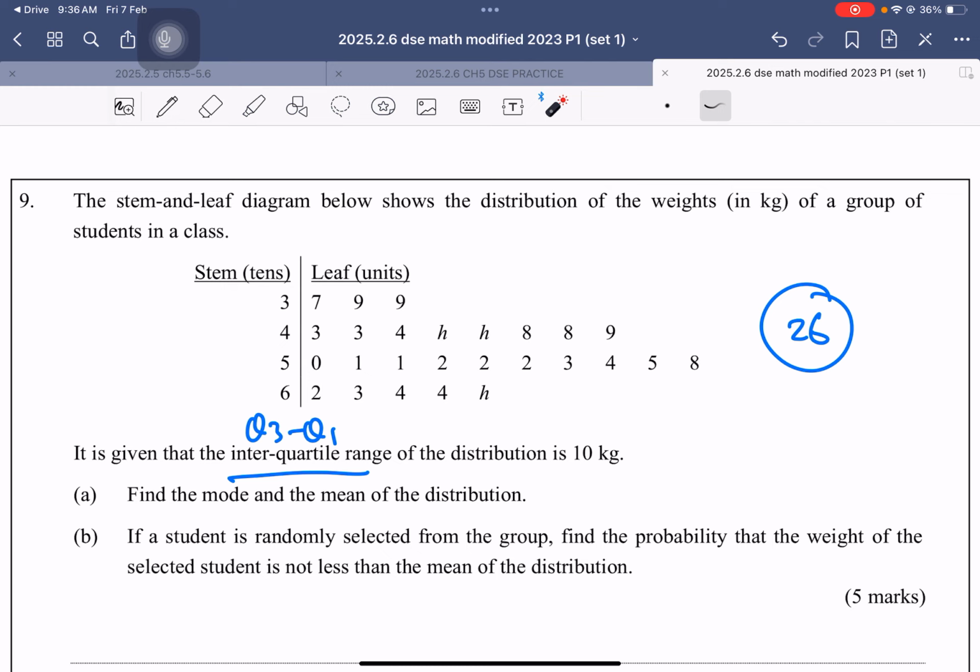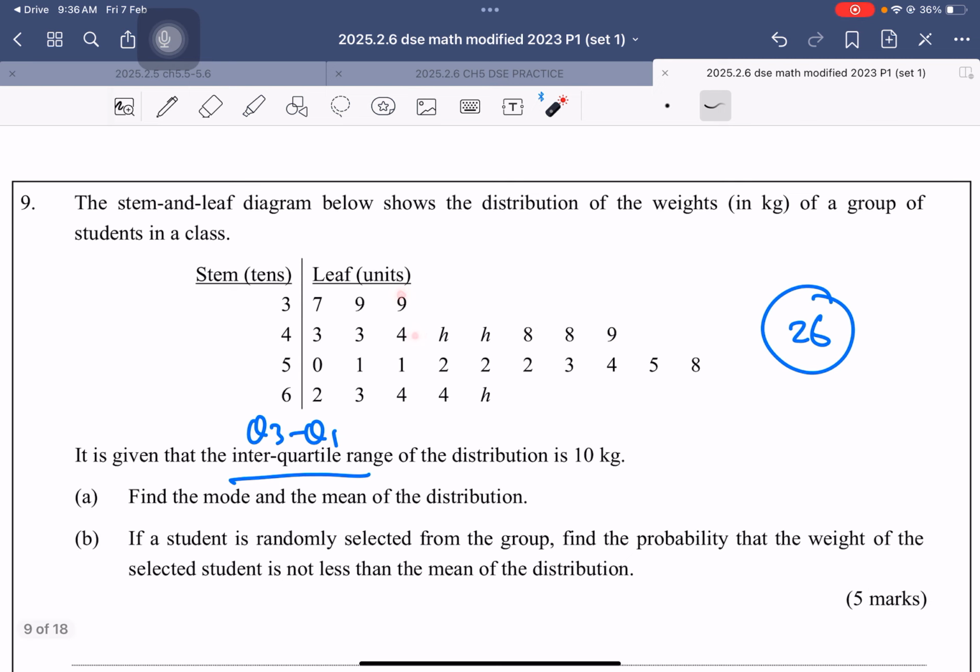So which 51? 3, 6, 9, 11, 12, 13. So this is the 13. So I can separate our data into the left half and the right half. Is this okay? And then how many numbers are in my left half?